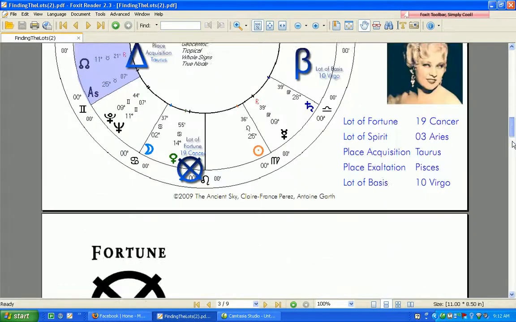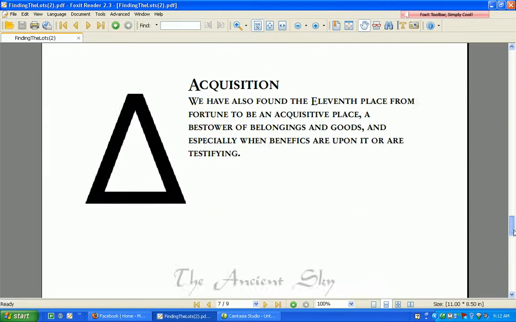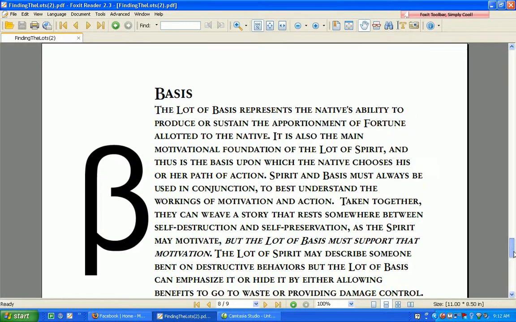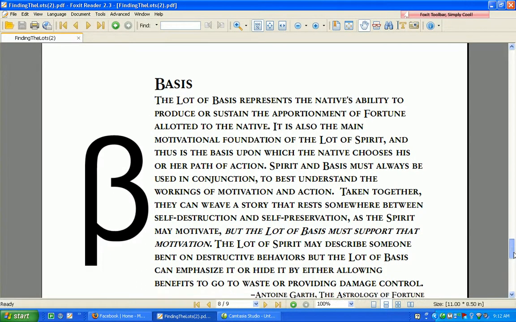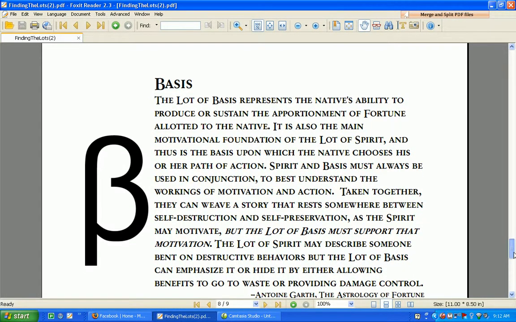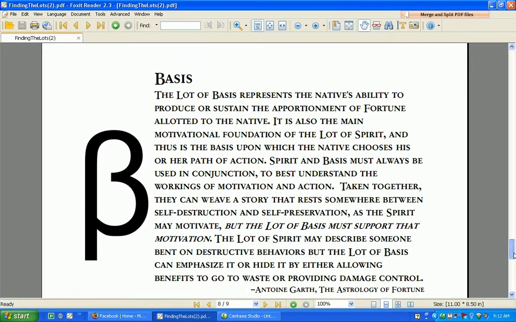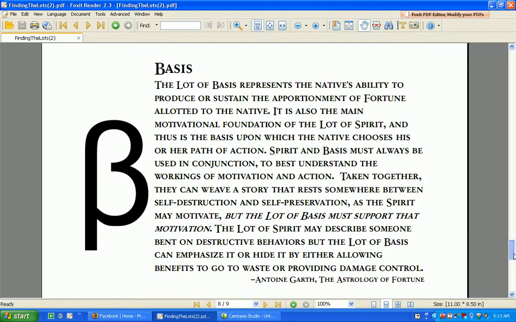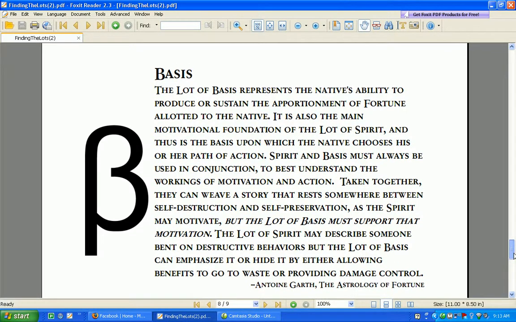The last of our 5 pillars is called the lot of basis. And this comes from my own material. Everything else that I've read from comes from the actual Vedic Valens material that I have studied. The lot of basis represents the native's ability to produce or sustain the apportionment of fortune allotted to the native. It is also the main motivational foundation of the lot of spirit, and thus is the basis upon which the native chooses his or her path of action. Spirit and basis must always be used in conjunction to best understand the workings of motivation and action.